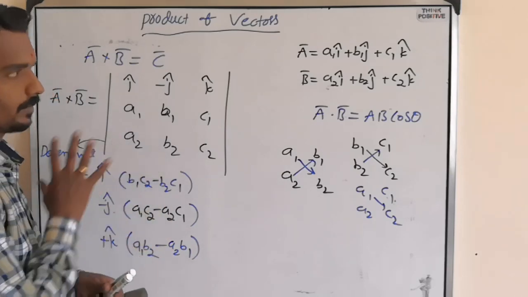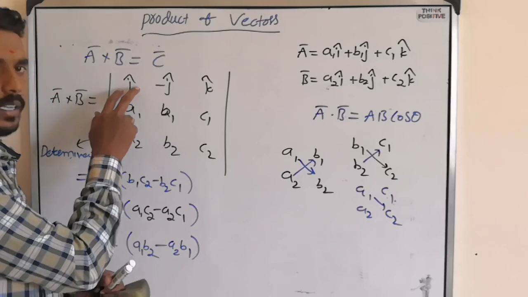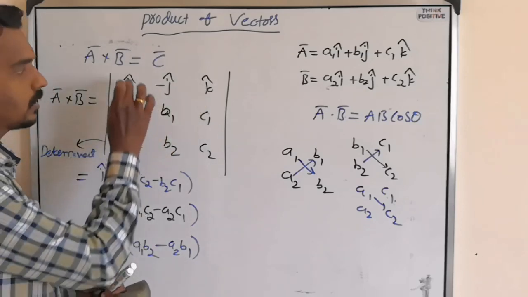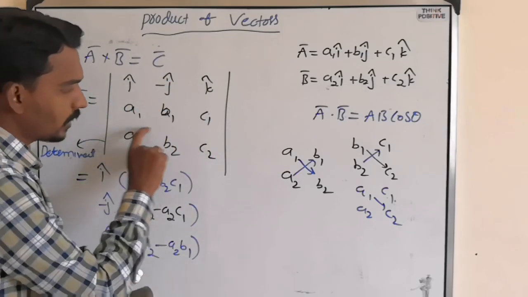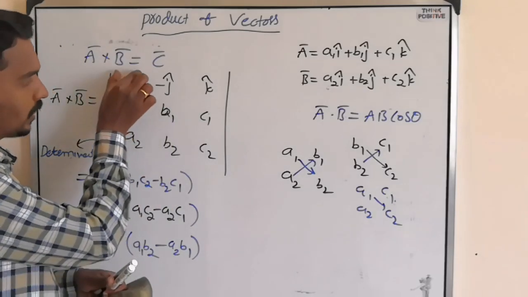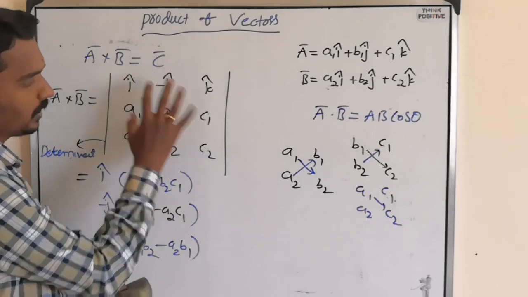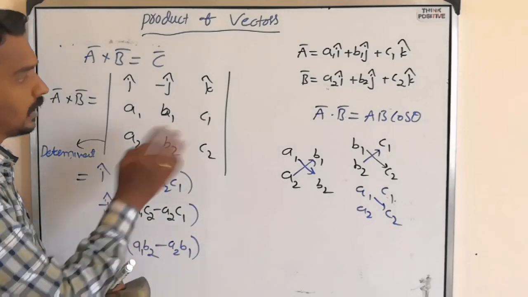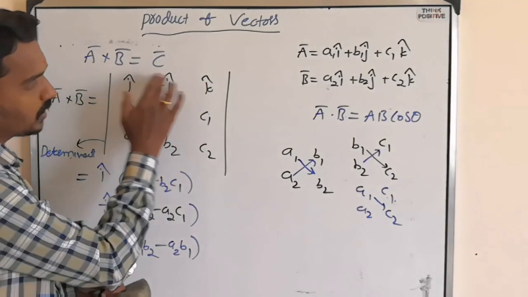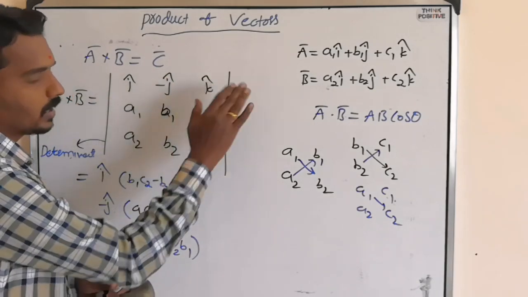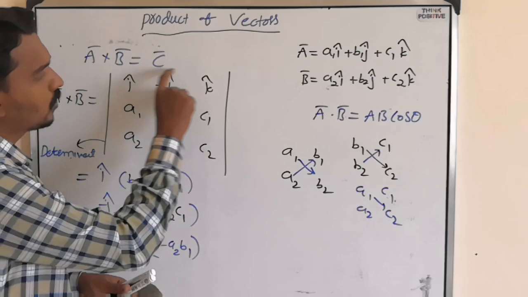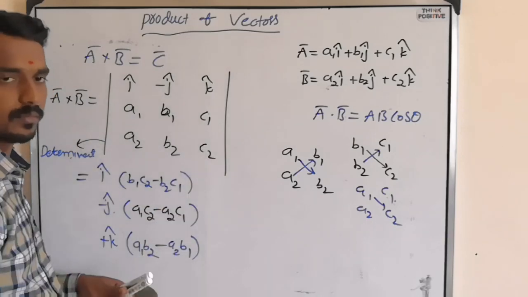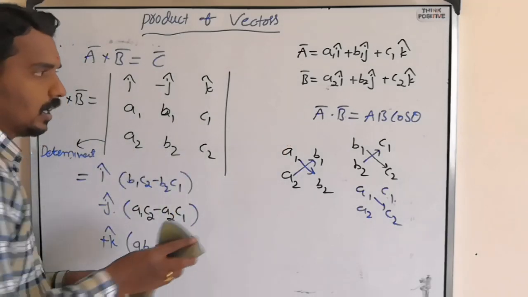So listen to the method carefully. i, j, k, but alternating plus and minus: plus, minus, plus. That is the first thing. Then the A coefficients, then the B coefficients. Then for the i term, remove this column and row, then this remains. Cross multiply and subtract. Then for the j term, remove this column and row. Then for the k term, this and this. See, for every term, this row you are removing. For i, this column. For j, this column. For k, this column. Then you can proceed. Let us take an example.